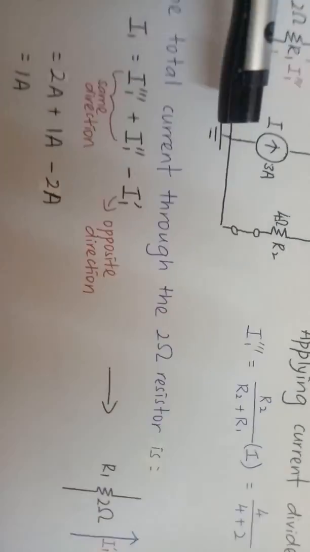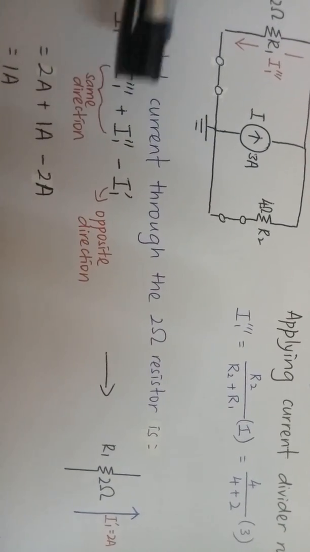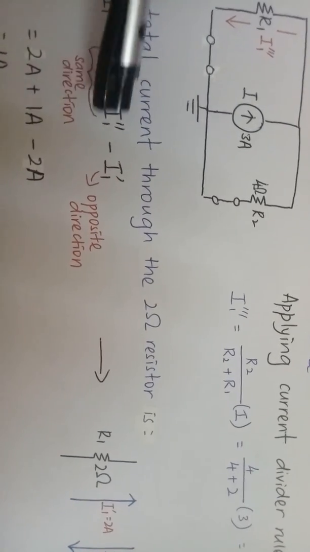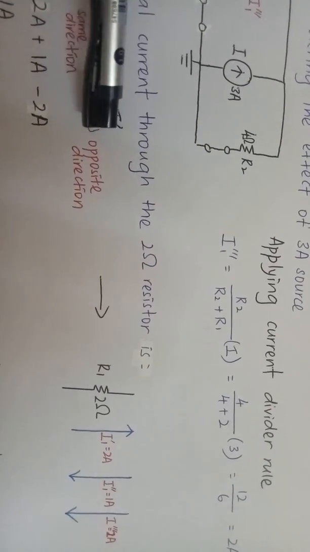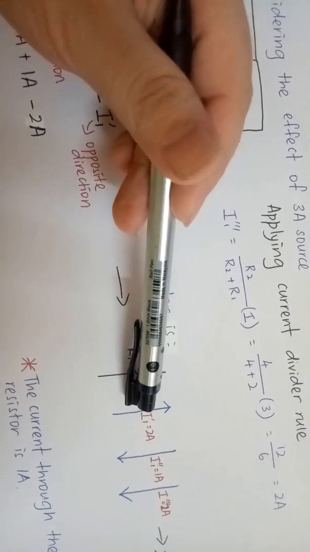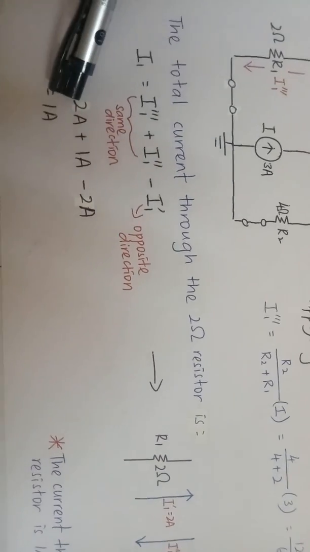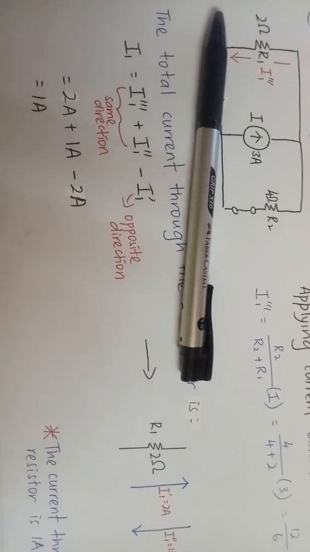Thus, the total current flowing through the 2 ohm resistor is I1 equal to I'1 plus I''1 minus I'''1. These two add up because they are in the same direction, that is, I''1 and I'''1, and minus I'1, which is in the opposite direction. Thus, the final result is that the current flowing through the 2 ohm resistor is 1 ampere. That's all for my presentation. Thank you.